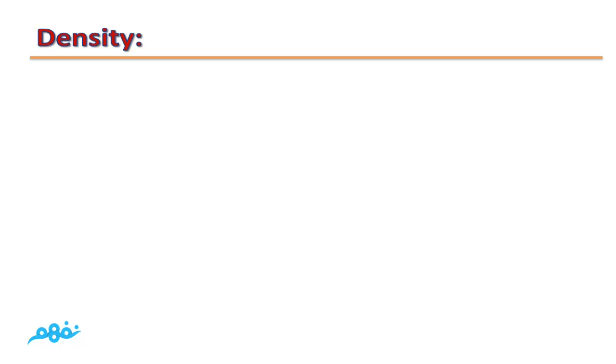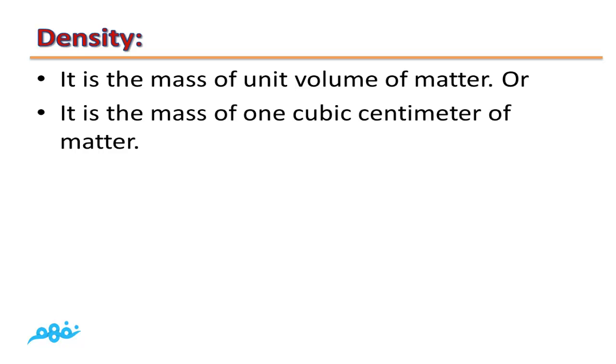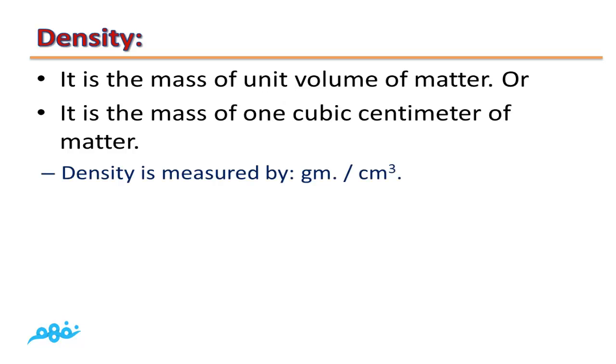Now we can find the definition of density. Density is the mass of unit volume of matter, or it is the mass of 1 cubic centimeter of matter. As you can see, unit volume is the same as 1 cubic centimeter of matter, because the measuring unit of volume is cubic centimeter and unit means 1. The measuring unit of density is gram per cubic centimeter.